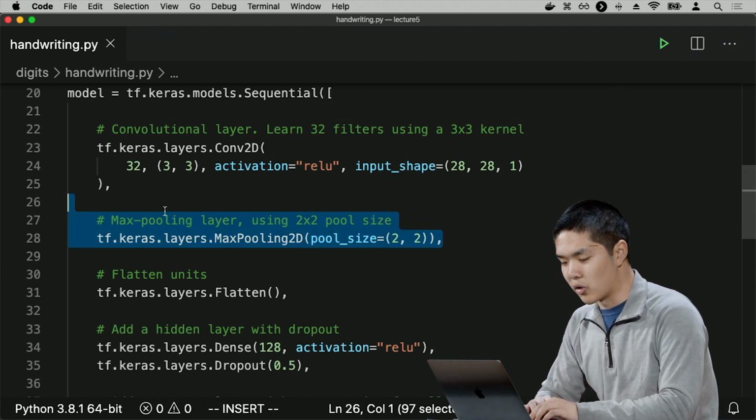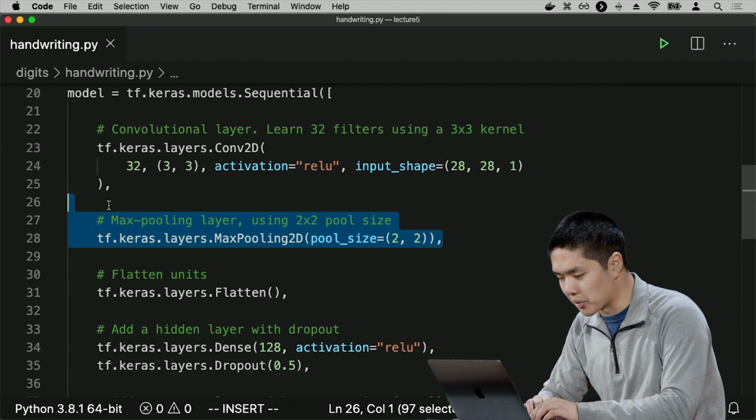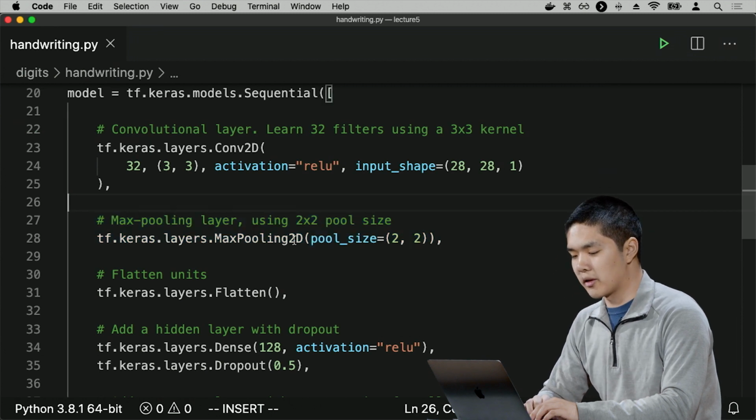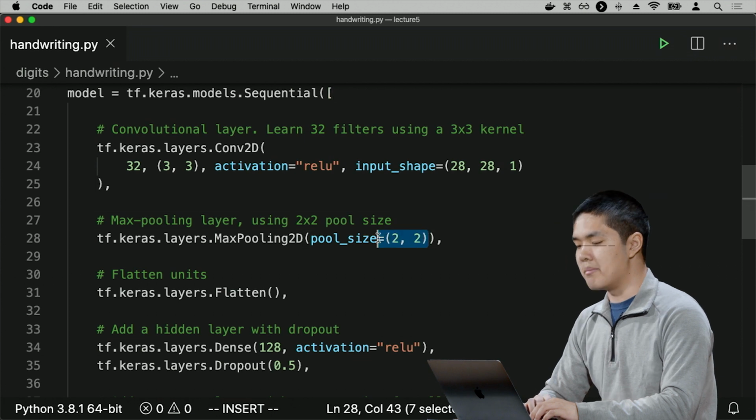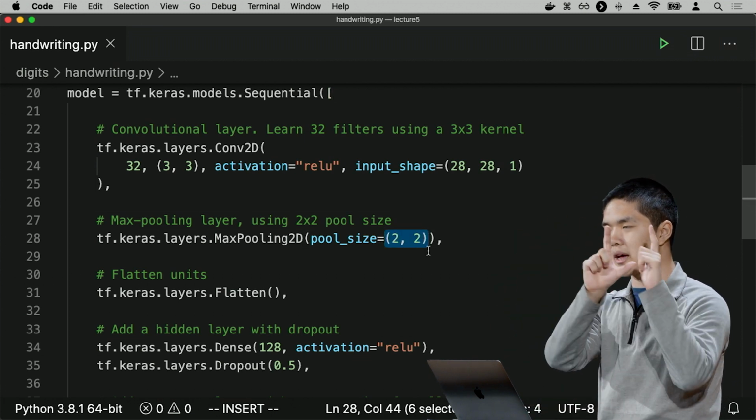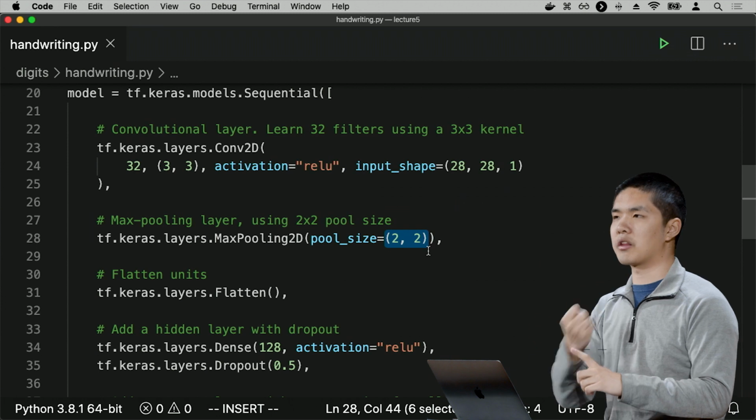Next step is going to be a max pooling layer, also built right into TensorFlow, where this is going to be a layer that is going to use a pool size of 2 by 2, meaning we're going to look at 2 by 2 regions inside of the image and just extract the maximum value.